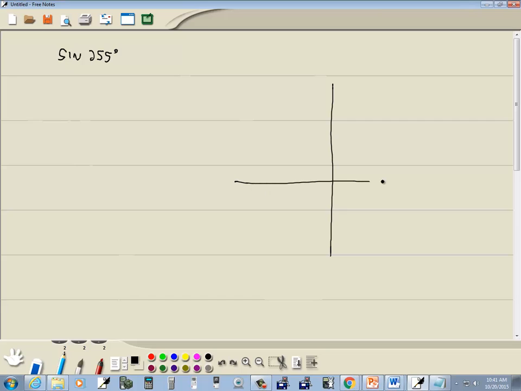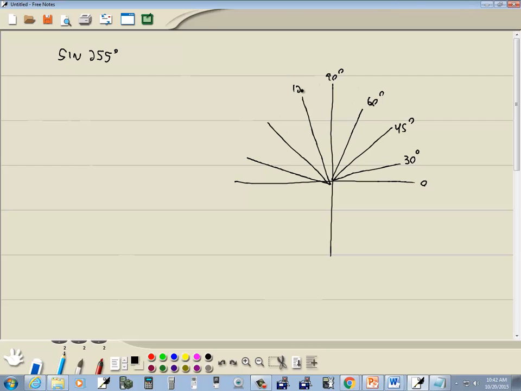If I go around my unit circle, this is obviously 0. 30 degrees, 45 degrees, 60 degrees, 90 degrees. Let's see, 30, 60, 90, 120, 150, and 180. And let's see, what is this? 45, 90, 135.